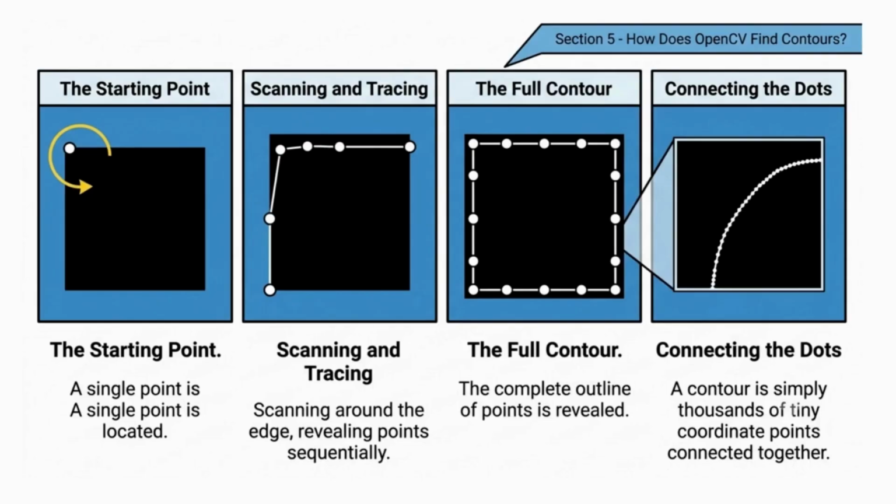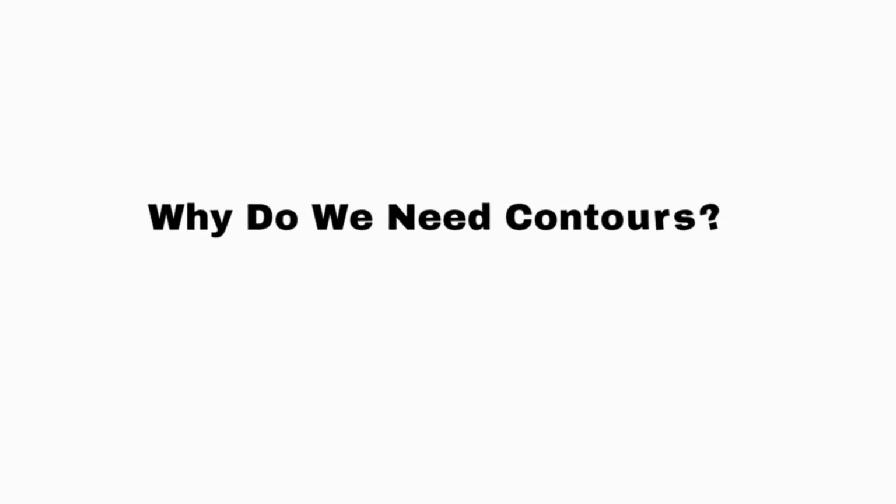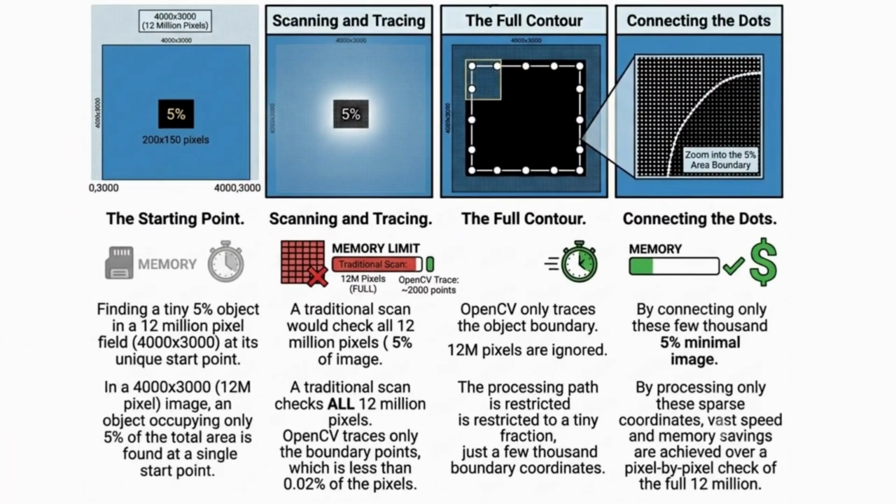Now, why do we need contours? Many beginners ask, why not just process the entire image? This is a very good question. Imagine you have a 4000 by 3000 image. That means you have 12 million pixels. Suppose the object occupies only 5% of the image. Why process all 12 million pixels? Instead, OpenCV only processes the object's boundary, which is much faster and uses much less memory.